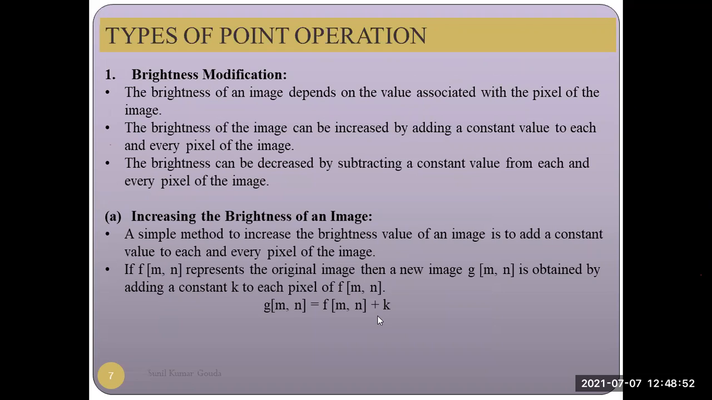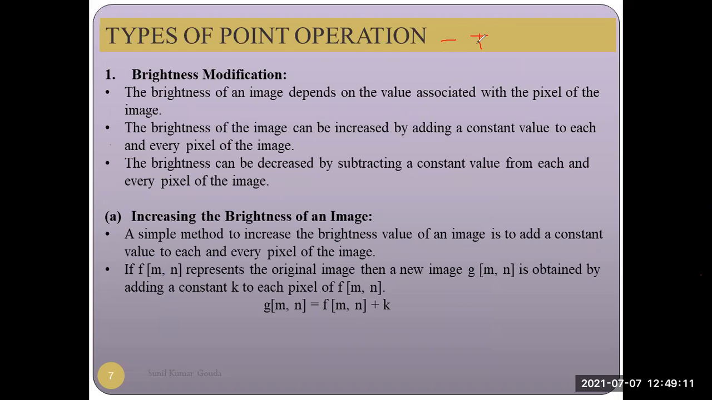Okay, so let us discuss first what are different types of point operations. Now we will basically be talking about the T operation, T in a point operation. So first of all, the brightness modification. The first operation is brightness modification.